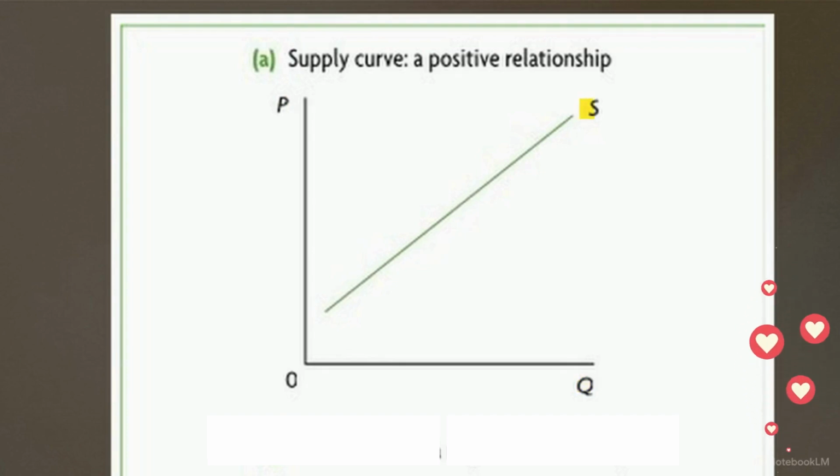Steve's supply curve is the line marked S. Because he wants to produce more as prices rise, that line slopes upward and to the right. A higher price leads us directly to a higher quantity on the bottom axis.